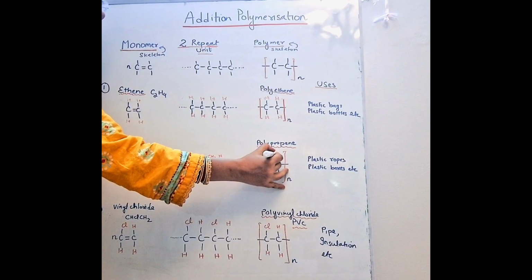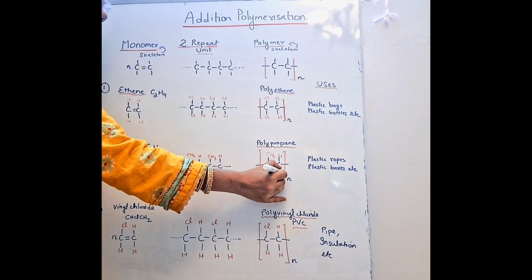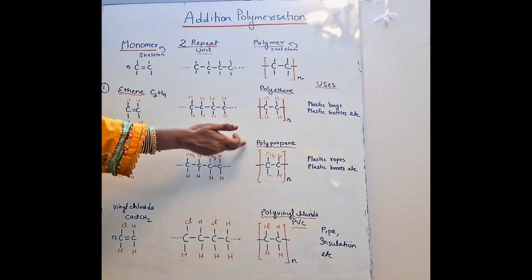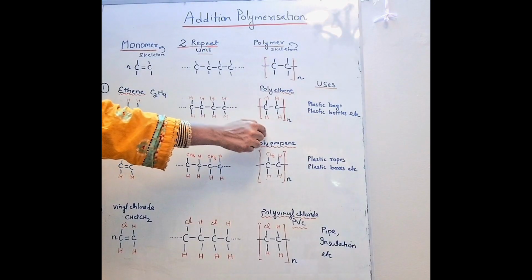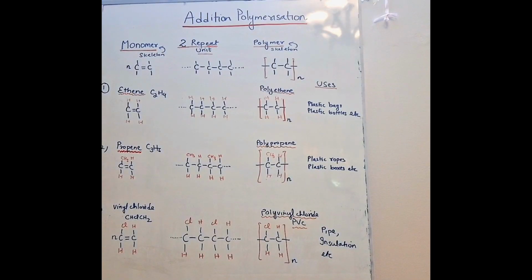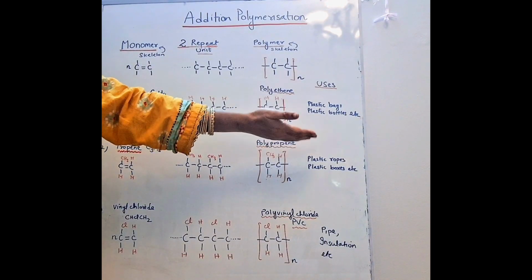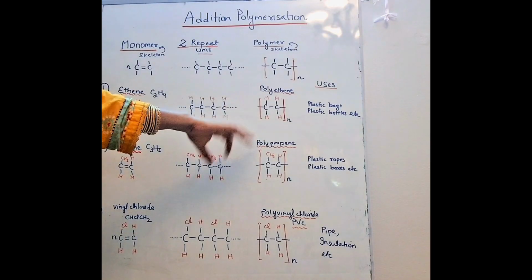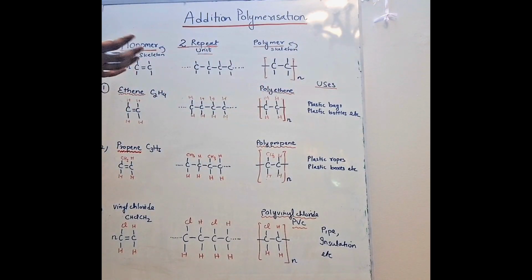So here CH3, CH, H and H. I hope you understood. Again I am repeating this, if you understand the skeleton of polymer and monomer, the things for addition polymerization will be very easy. And for polypropene, again you will just write the word poly in front of the name of the monomer, and you will get the name of the polymer. This polypropene is used for making plastic ropes, plastic boxes, etc. So these are harder than polyethene. Bottles, ropes and all things are made up of polypropene.